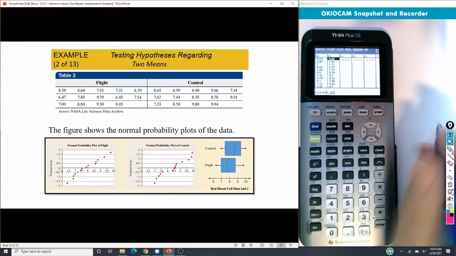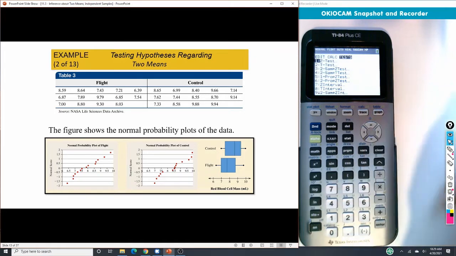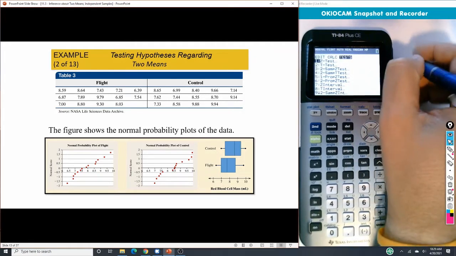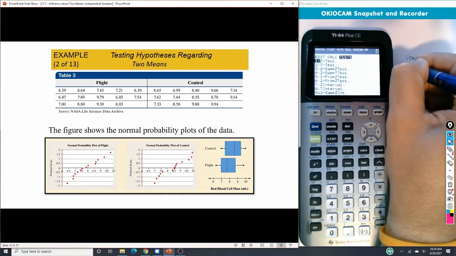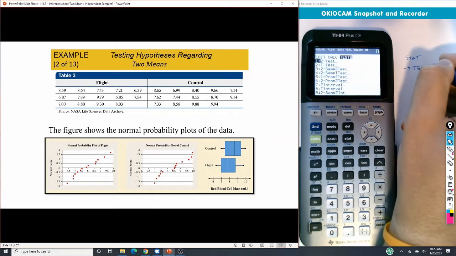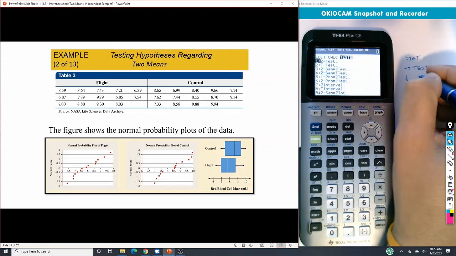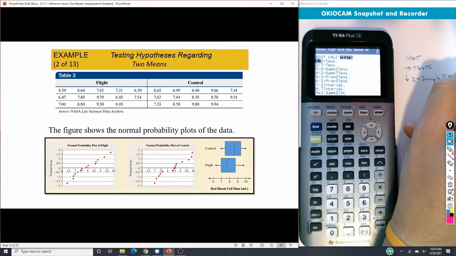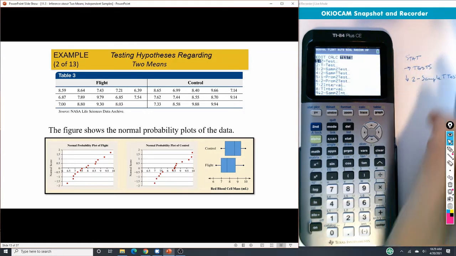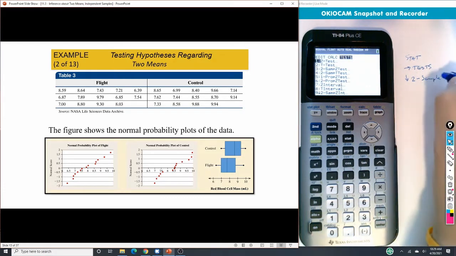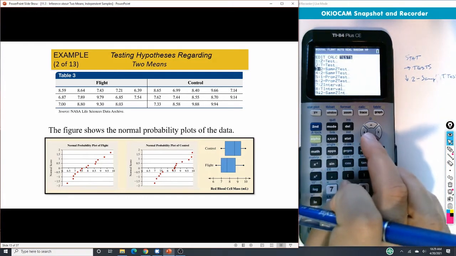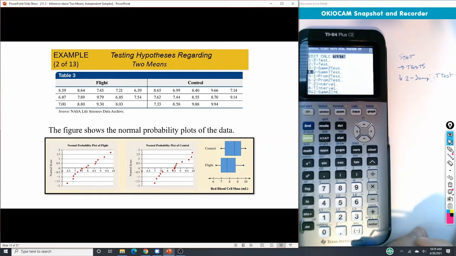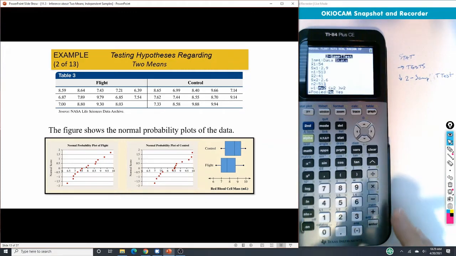When we do this, we're going to go to Stat, over to Tests, just like we've done before, and then we're going to go down to 2-SampTTest. I guess that's really Samp, not sample, so let me take that off there. So Samp for sample t-test. It's number 4 on my calculator. Then we're going to fill in the corresponding information.